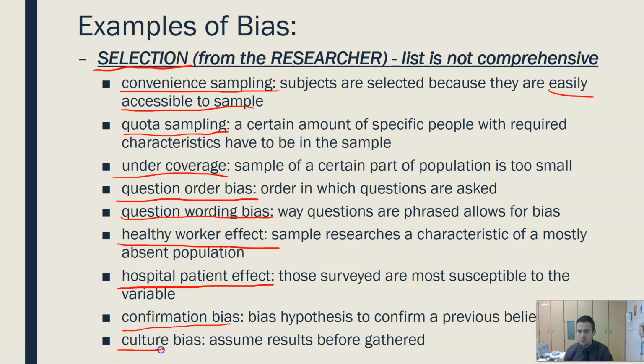Culture bias assumes results before even being gathered. So you make an assumption about what the results are going to be before you even collect data. Those are all examples of bias. Again, this is not a comprehensive list. There's tons of examples of how researchers creating studies can be biased.